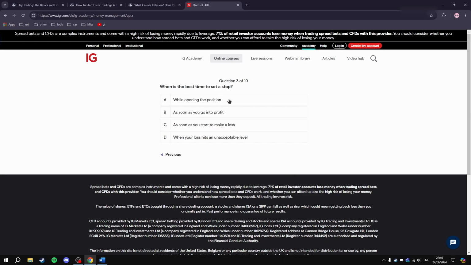When is the best time to set a stop? While opening a position. What is the risk versus reward ratio? A comparison between the potential loss and profit on a trade.